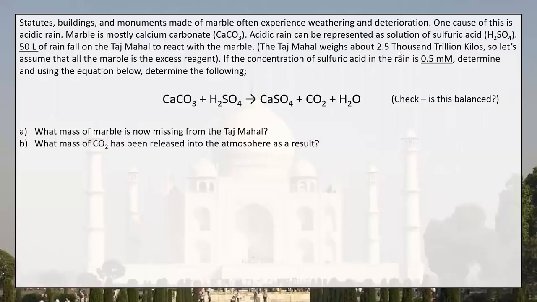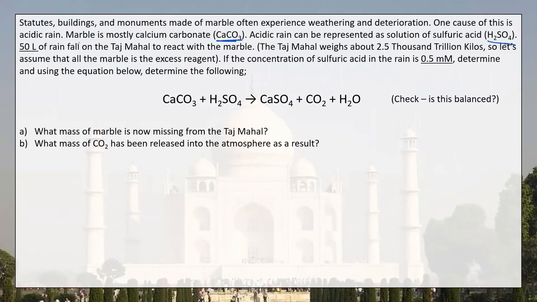Okay. So our next question is about acid rain. So statues, buildings, monuments, all kinds of stuff is made out of marble, and it weathers because of exposure to the elements. And one of those causes is acid rain. Marble is mostly calcium carbonate right here. And acid rain we can represent simply as a solution of sulfuric acid.